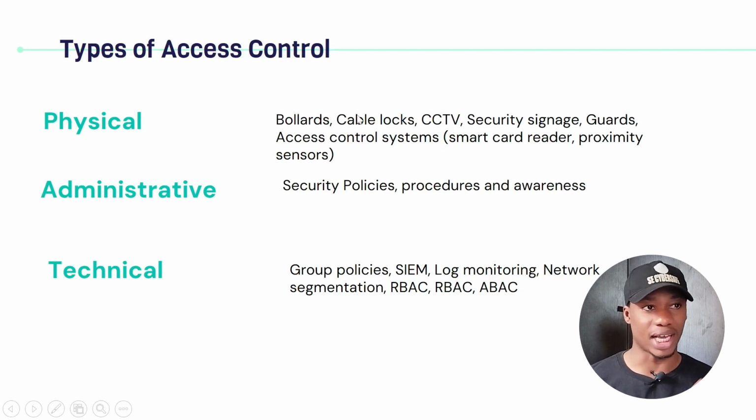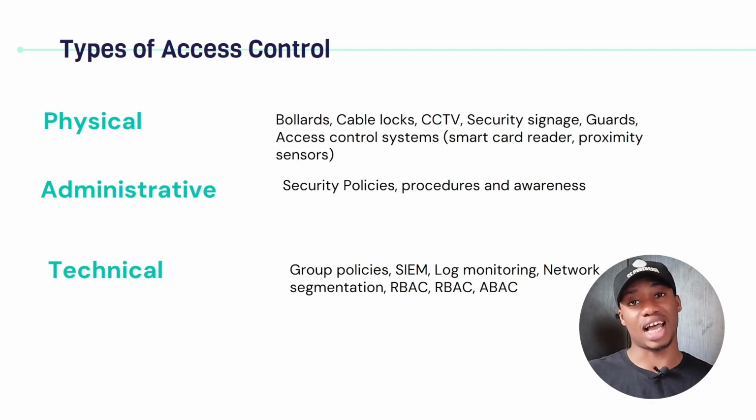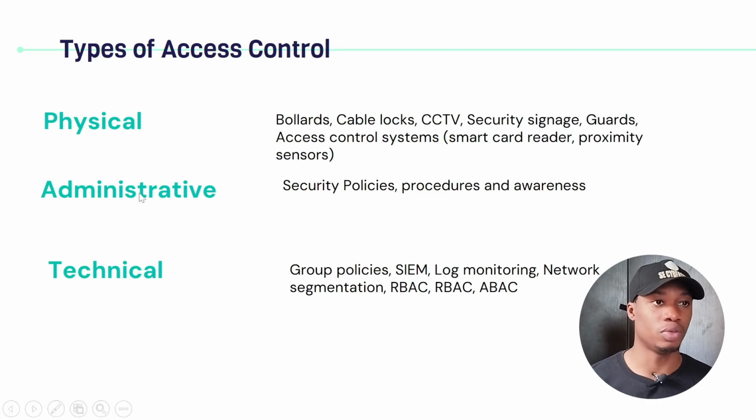I've already explained what access control is: to control access to something. So we have the physical types. We have bollards. Bollards are these huge blocks you see when cars are passing in a place, blocking the cars from passing and saying you can't enter here, or trying to redirect you from going through a restricted area. So that's what bollards are.